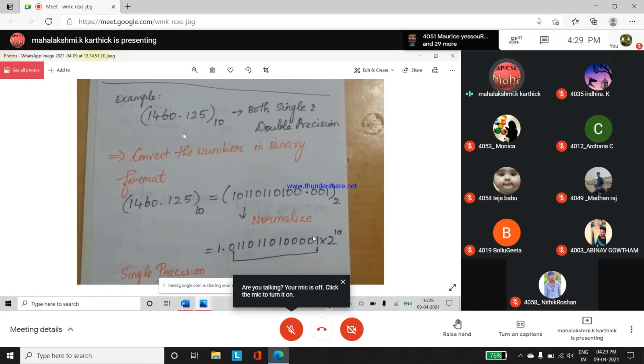If they give any floating point value, you know decimal point values, whole integer values, real numbers, whole numbers, natural numbers all come under real numbers, and fractional and exponential values all come under floating point values. Here the given example is a floating point number, 1460.125 with base 10. Our duty is to convert this floating point value into both its single precision value and its double precision value. So how do we convert the number into binary format?